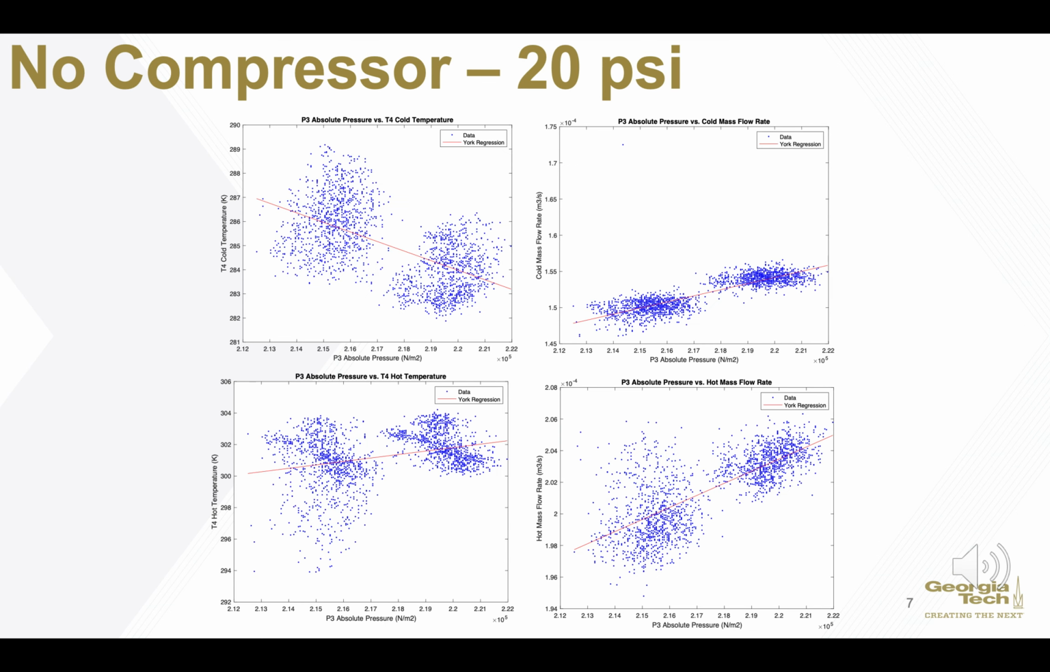The relationship between the P3 pressure and vortex tube output temperature and flow rates were analyzed. As seen, the data was plotted and modeled using a York regression. A linear York regression did go through the data and did characterize the overall trend of the data, but the regression did not accurately portray the variation within the data collected. As seen, there is a negative correlation between pressure and the cold temperature, while there is a positive correlation between the hot temperature and the pressure. In both temperature scenarios, there is a positive correlation between pressure and flow rates.